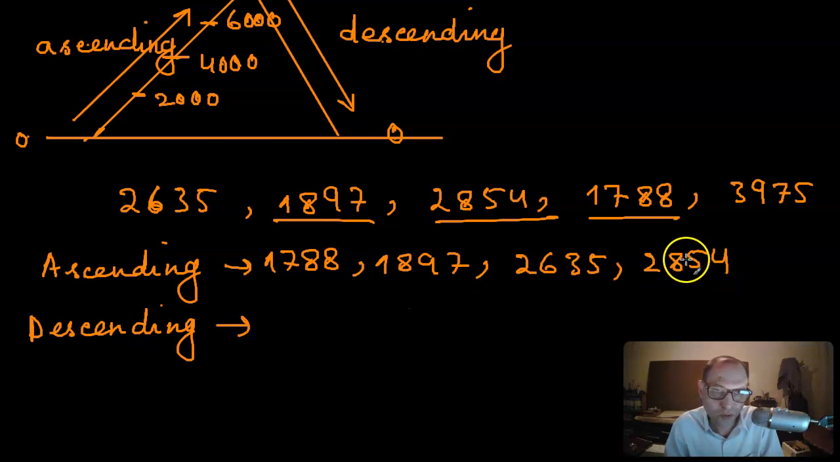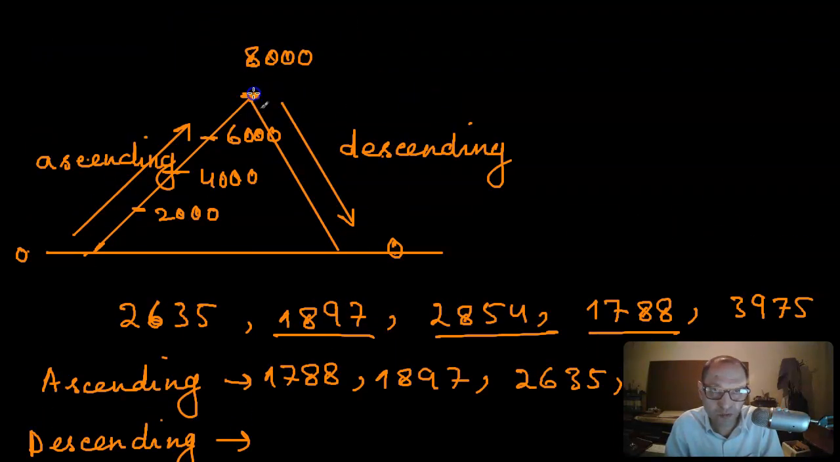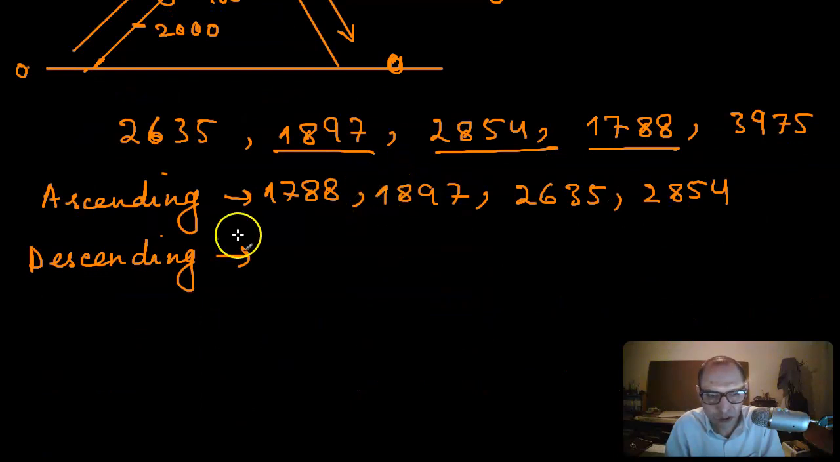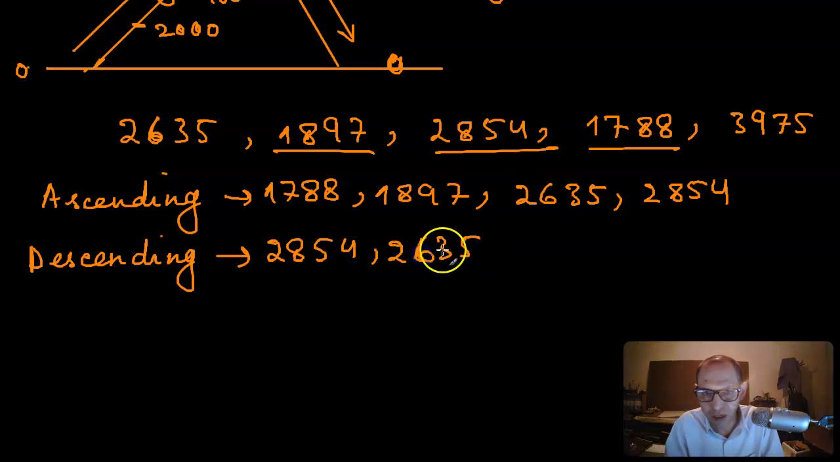In descending order, remember, descending means you are at the top of the mountain and you are descending. So you're at 8,000 kilometer height, and you are moving towards the height of zero, right? That means your numbers start from the largest one and end with the smallest number. So you write the same list in the opposite, or reverse, order. So you have 2,854, or 2,635, and 1,897, and 1,788, right?